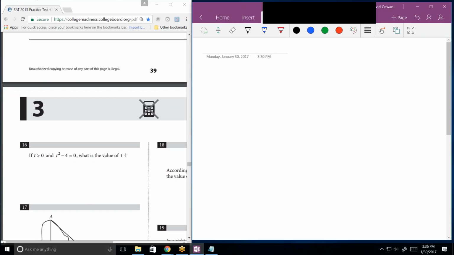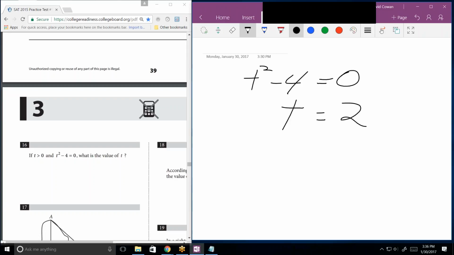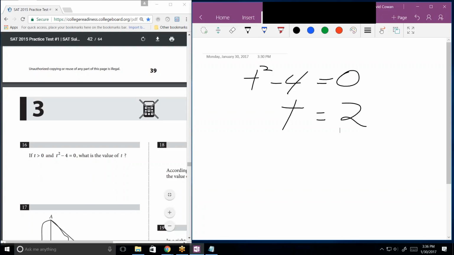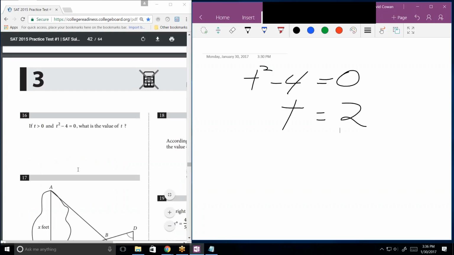All right. t squared minus 4 equals 0. Solve that. 2. It's plus or minus 2, but because they tell you t is greater than 0, it's only the plus 2. Yeah. Okay.